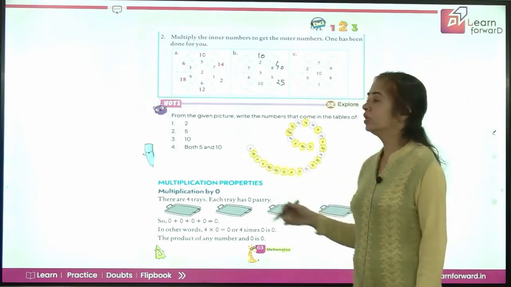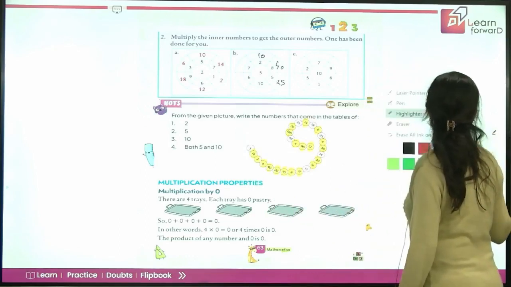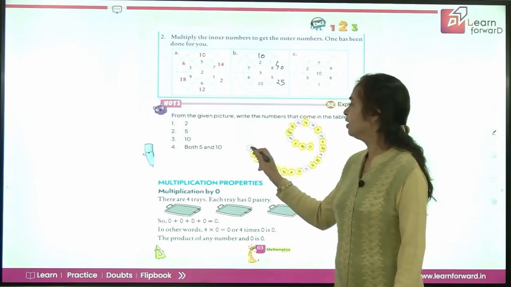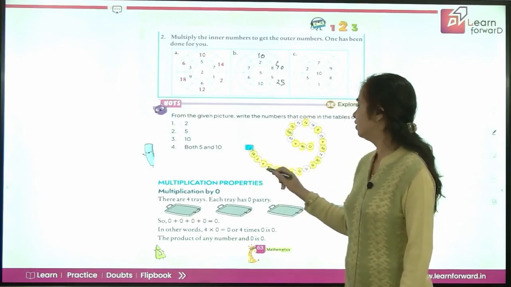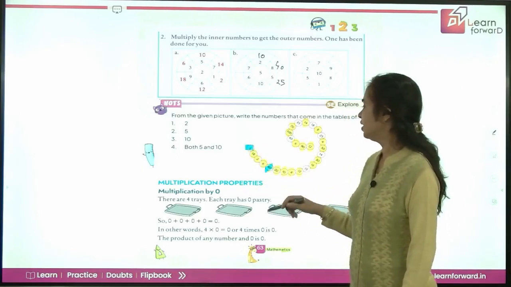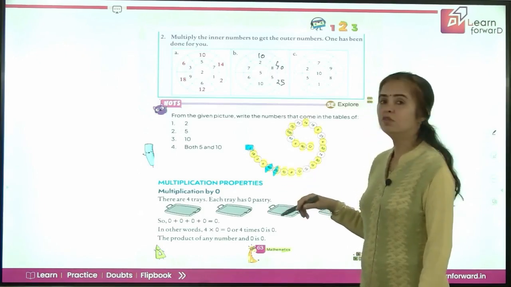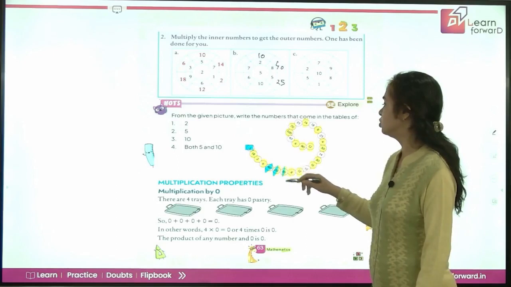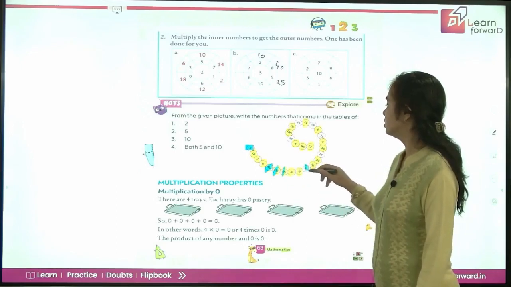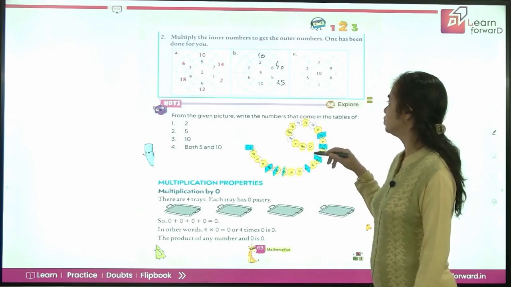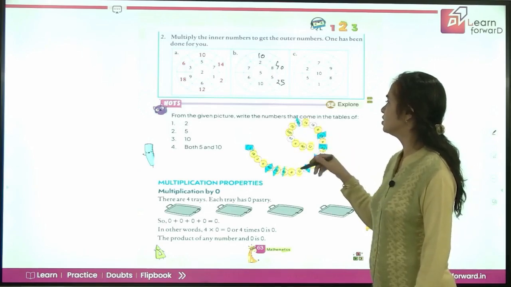Now, coming to the table of 5. Which numbers come in the table of 5? 5 times 1 is 5. 5 times 8 is 40. 5 times 4 is 20. 5 times 2 is 10. 5 times 3 is 15. 5 times 6 is 30. 5 times 10 is 50. 5 times 5 is 25. 5 times 7 is 35.